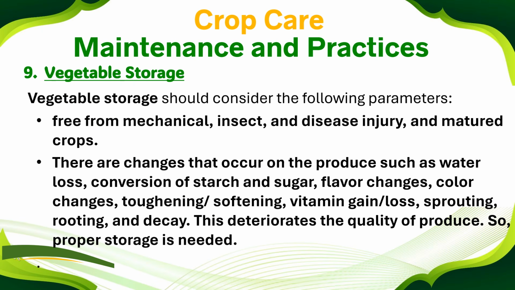The vegetable storage should consider the following parameters. It should be free from mechanical, insect, and disease injury, and be matured crops. There are changes that occur on the produce such as water loss, conversion of starch and sugar, flavor changes, color changes, toughening or softening, vitamin gain or loss, sprouting, rooting, and decay. This deteriorates the quality of produce. So, proper storage is needed.